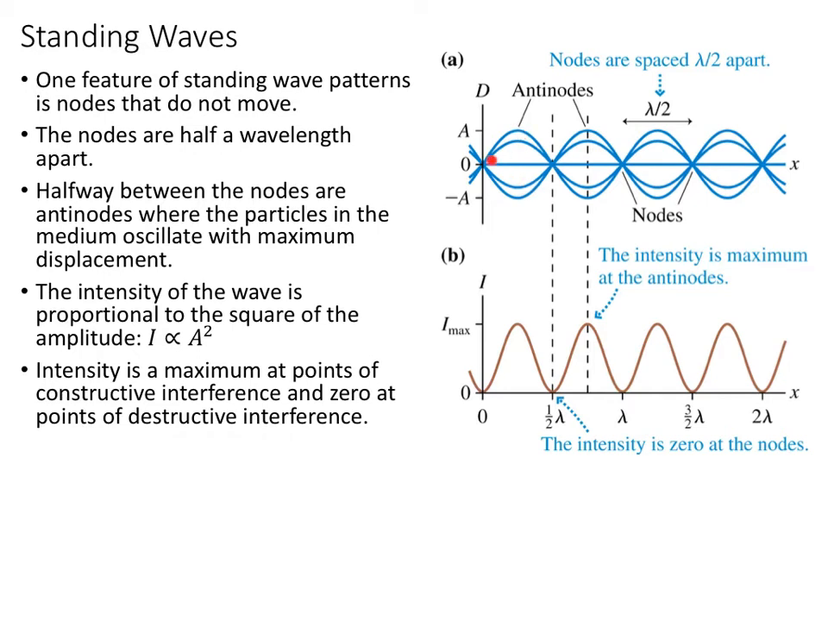And then halfway in between nodes are antinodes. These are places where the string has maximum displacement, where the string is moving up and down at the amplitude of your standing wave. The intensity, the amplitude, remember intensity is related to amplitude, power per unit area. Power is energy over time, and energy depends on amplitude and frequency. So the intensity is a maximum at the nodes because the amplitude is a maximum at the nodes.